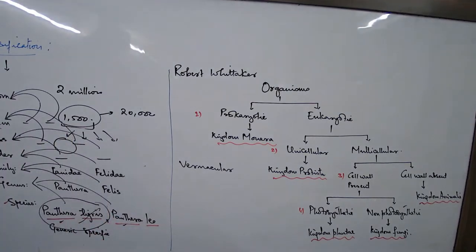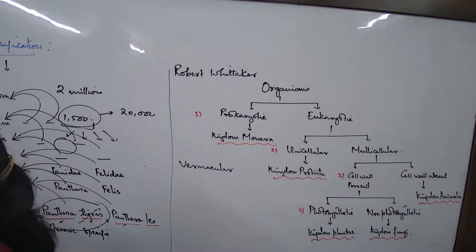Now we talk about the next group, cylindrata, also known as cnidaria. Those names are only important for you. Hydra is the most common example that you should remember in this group. They may give you questions like name the, or match the column sort of questions: organism and the kingdom, the final name. So I talk about the hydra.